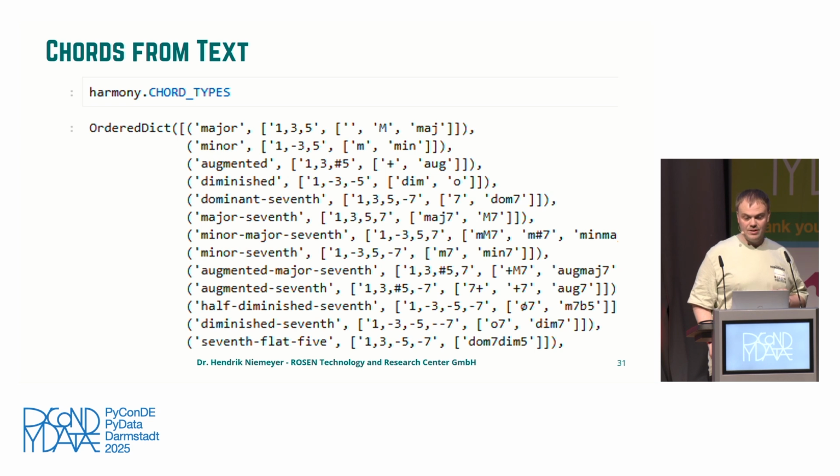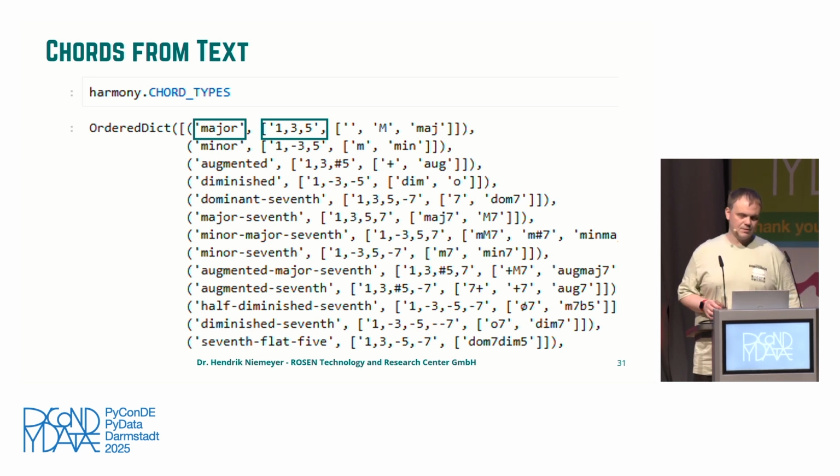I can also specify chords by using names. So there is a constant called harmony.chordTypes, which gives you a dictionary which contains first what kind of chord we can create, for example, a major chord. Then a description of what this chord is. So a major chord is a bass note, a major third, and the 5th.